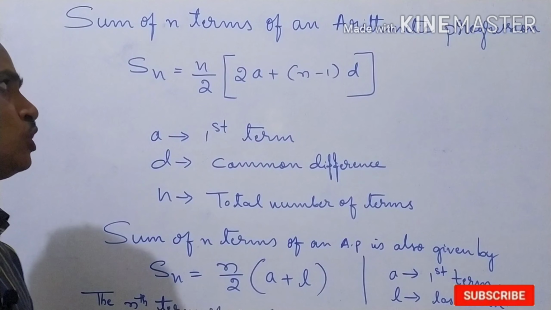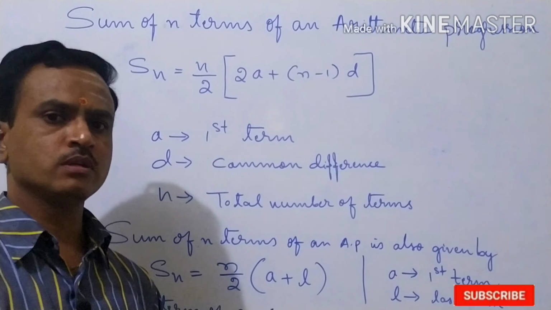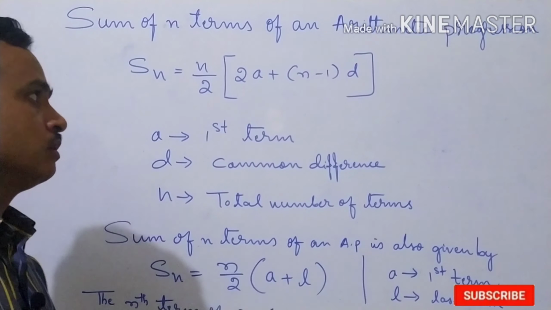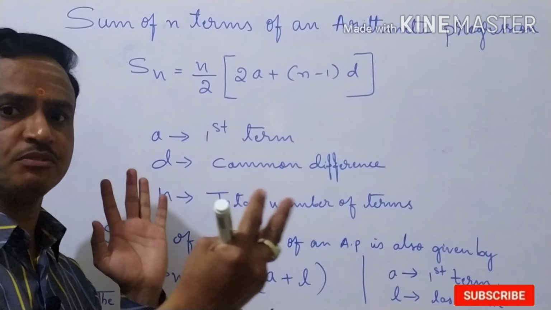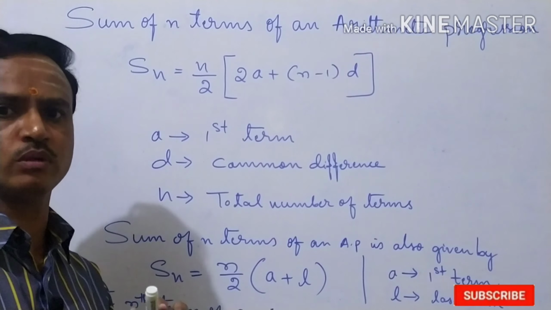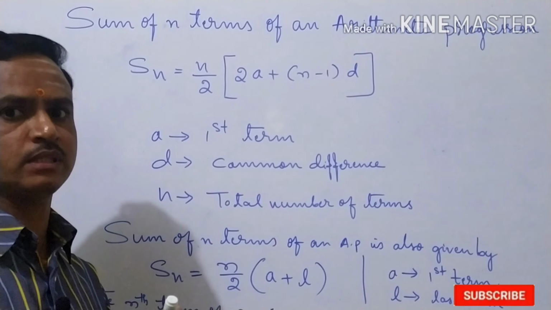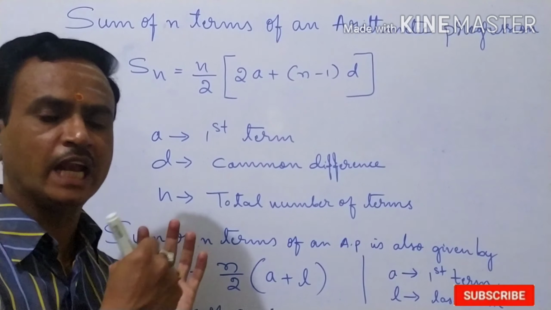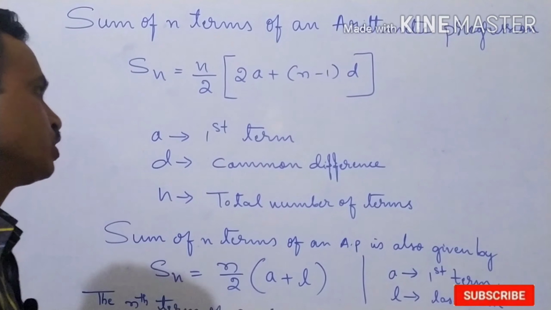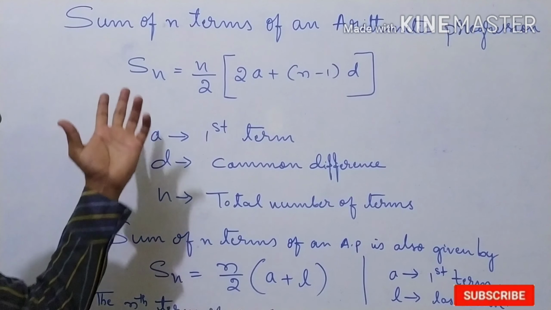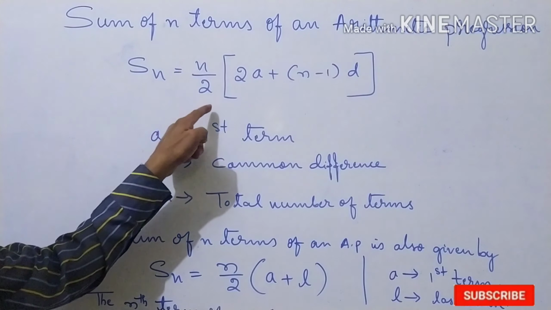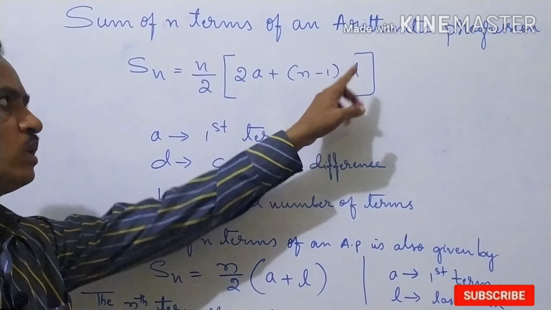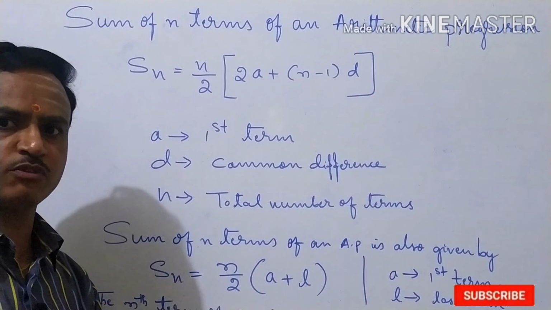Sum of n terms of an arithmetic progression. Sum of n terms means the number of terms is given. Sum means we have to add all the given terms. So it is said to be the sum of n terms of an arithmetic progression. This time we have to use this formula: Sn is equal to n by 2 into (2a plus (n minus 1) into d).